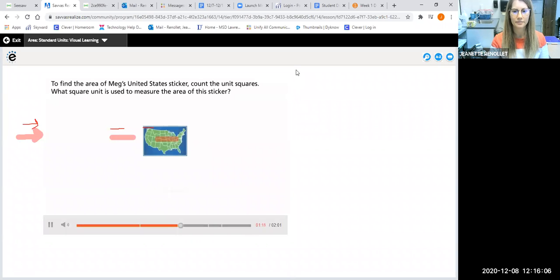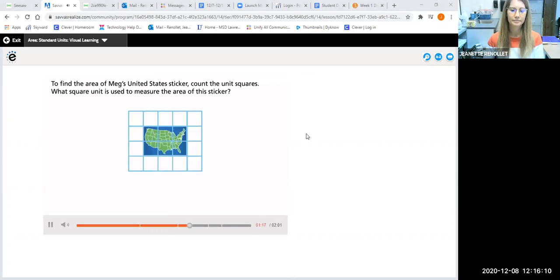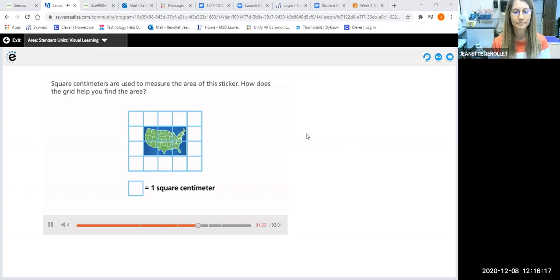Awesome. To find the area of Meg's United States sticker, count the unit squares. What square unit is used to measure the area of this sticker? Square centimeters are used to measure the area of this sticker. How does the grid help you find the area? When I look at the size of her sticker, I notice squares that I can count.